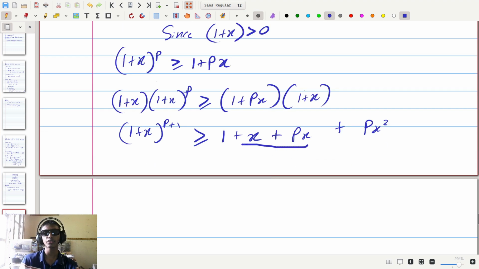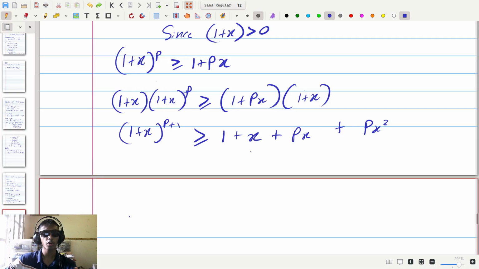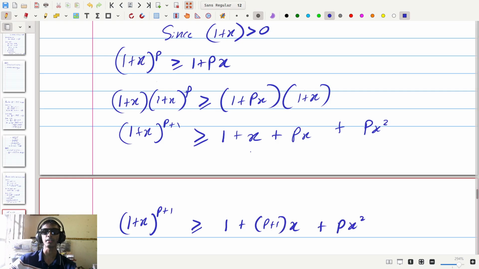We can factorize this into a (p + 1) times x. Doing so, we get that (1 + x)^(p+1) is greater than or equal to 1 + (p + 1)x + px squared.